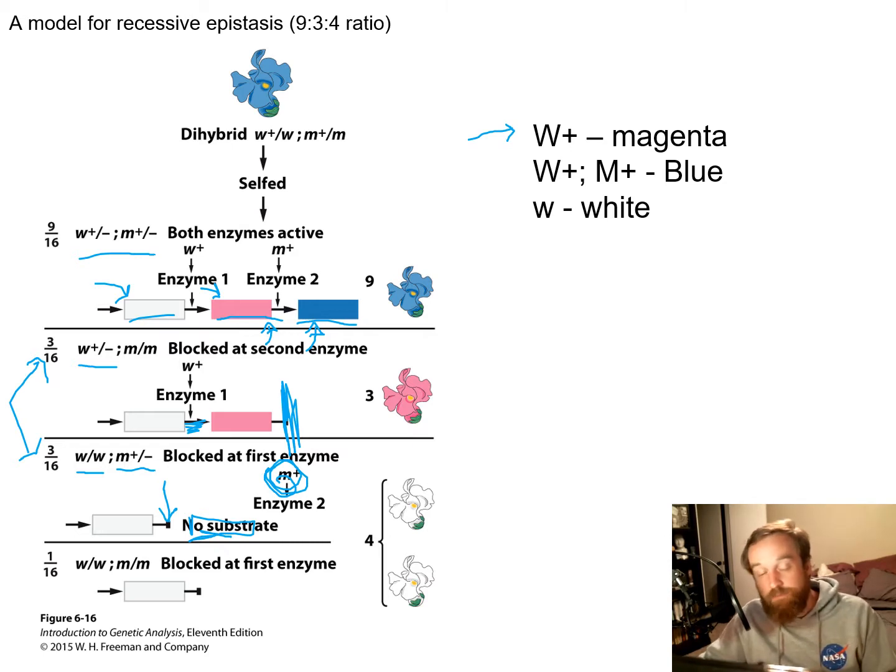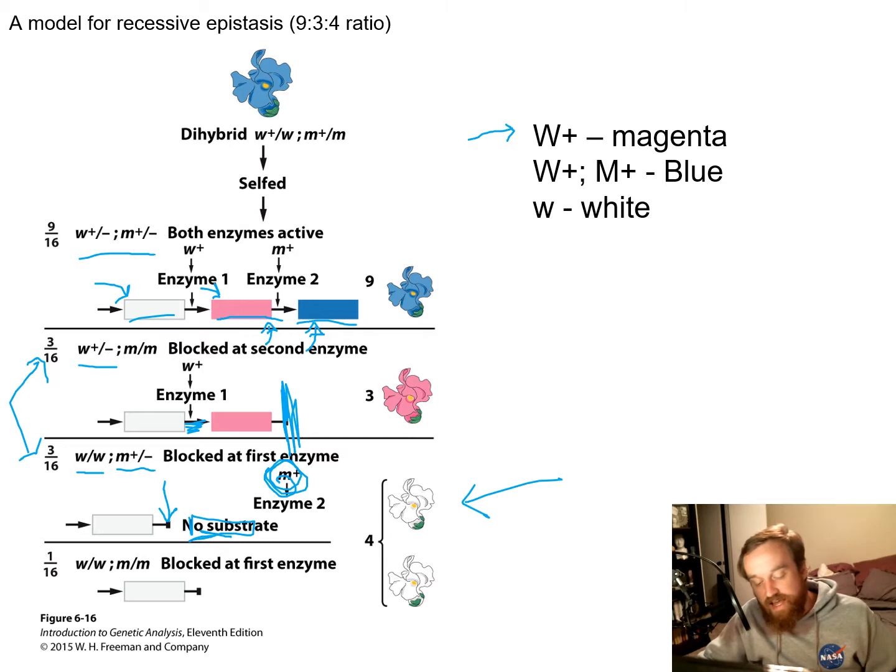And this M plus enzyme only will work with magenta pigment. It needs that to be made first before it can make blue. It can't go back and do the job of that W enzyme and make white into magenta. It only works with magenta already there. So even though that M plus is there that can make blue, we still get a white flower.